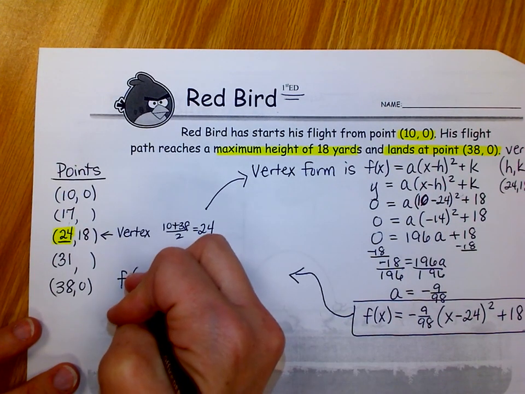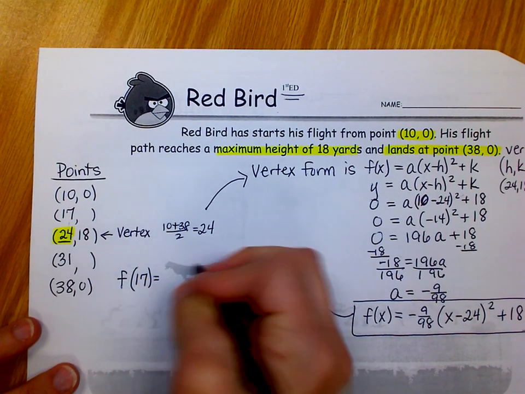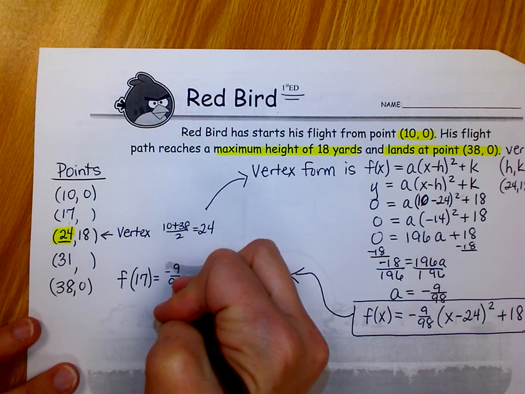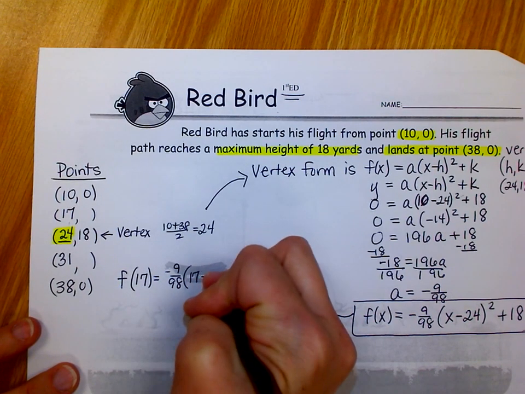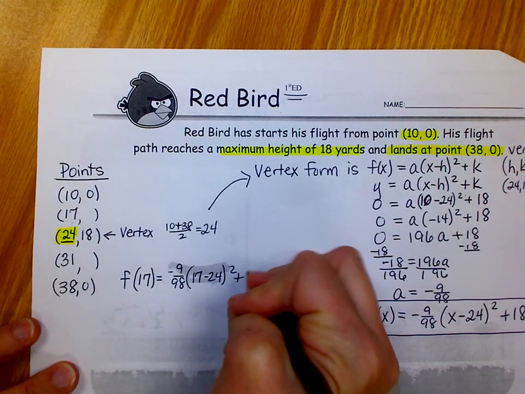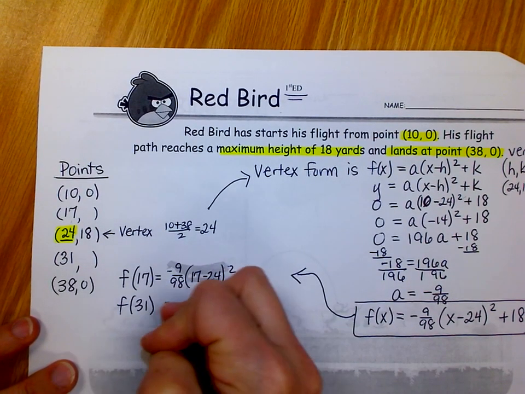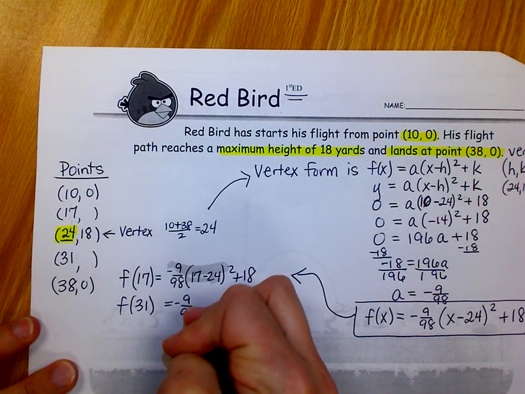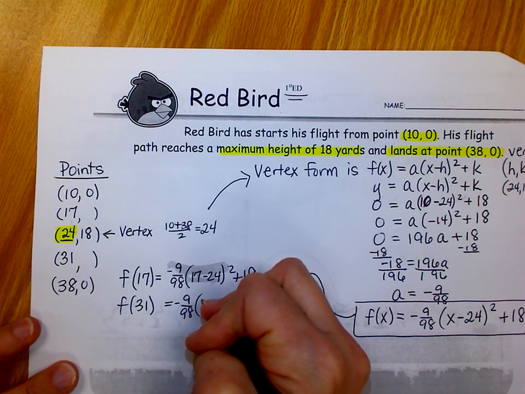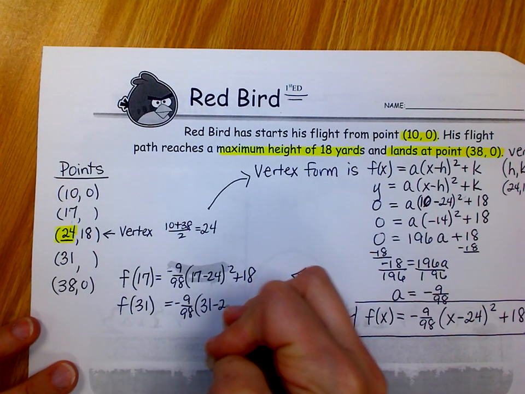So what I'm going to do is find f of 17 using this equation. And then I'm going to find f of 31, again using the vertex form equation that we now have.